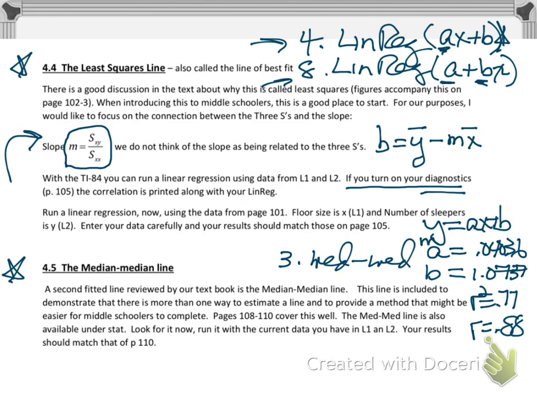I do want to talk a little bit more about this because there is a problem in one of the problem sets that asks you to do this, so I want to make sure that you understand it. So I'm going to hit some of the high points from pages 107 to 110 about the median line on the next page.